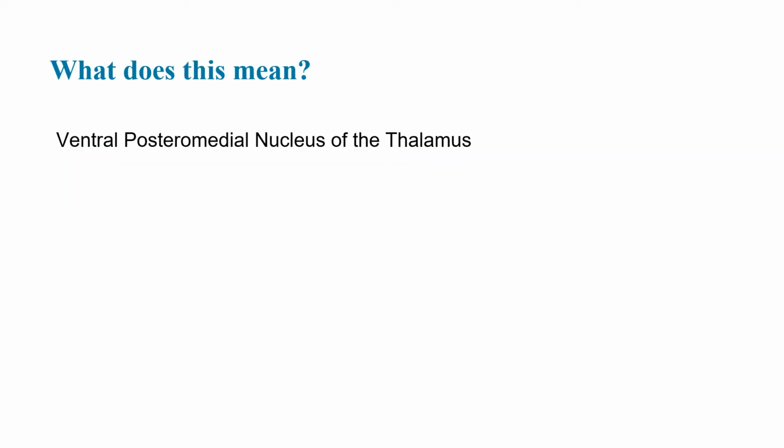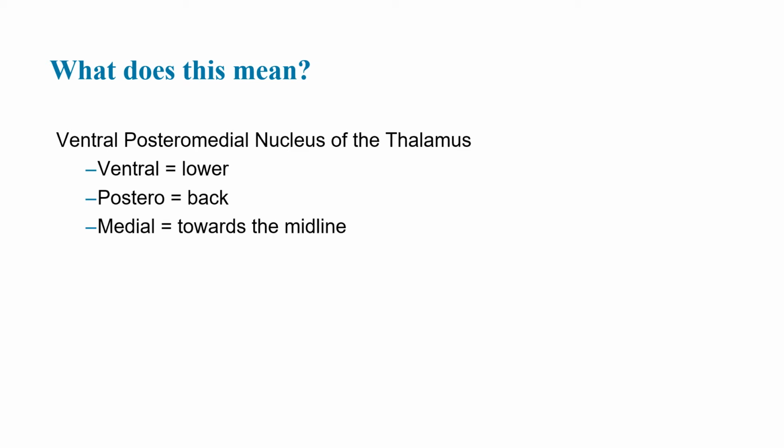So let's go back to this. You've got the ventral posteromedial nucleus of the thalamus. We've actually just explained some of these. We explained that ventral means lower, so it's the lower portion. Postero means back. So this isn't directly related to the ones we talked about before, but we talked about posterior. So posterior, postero, is back. Medial is towards the midline. We just talked about that. So we've got something that's the lower back middle.